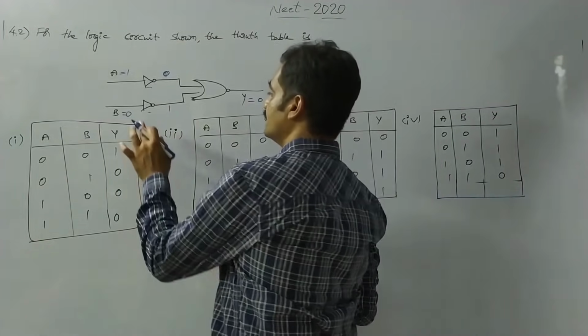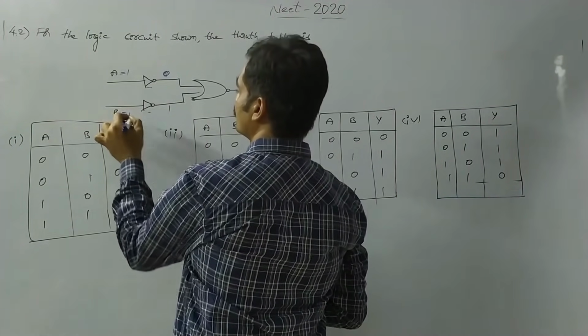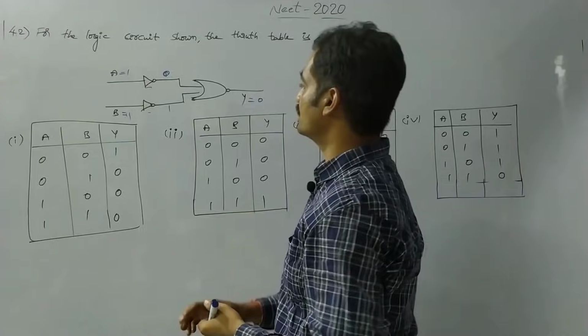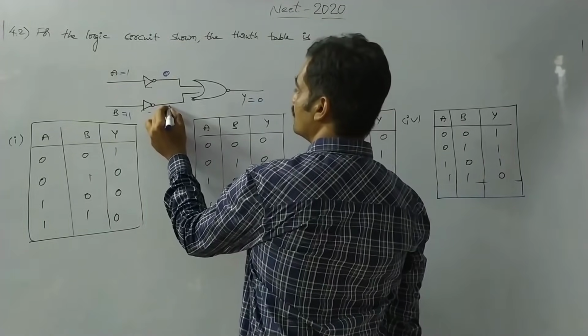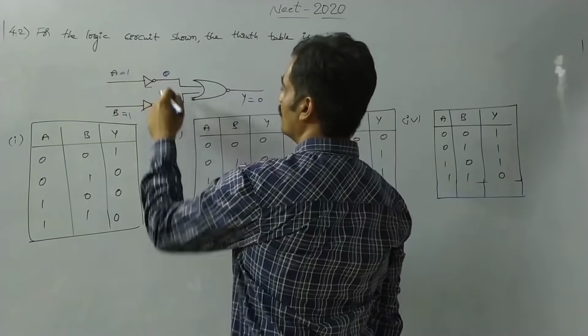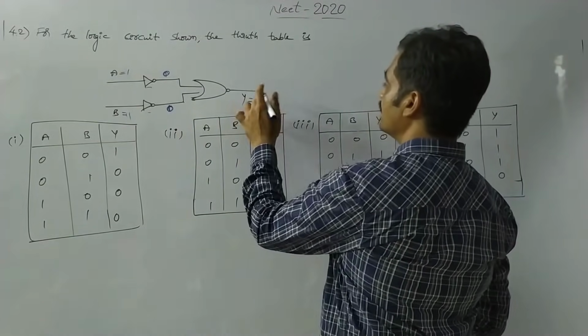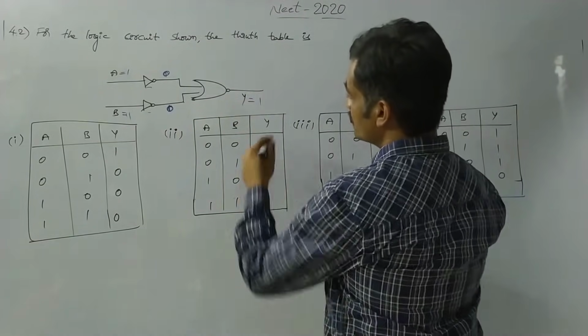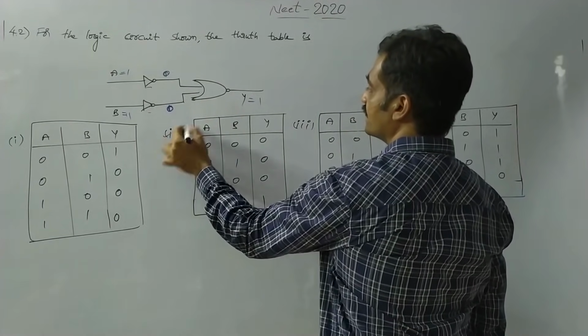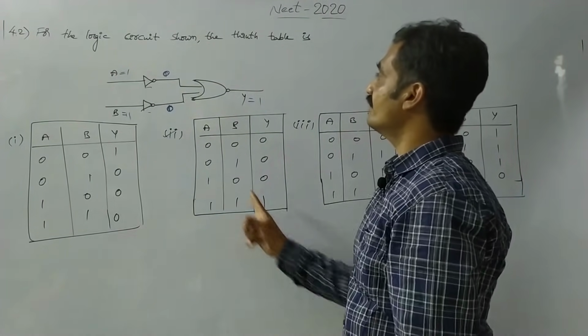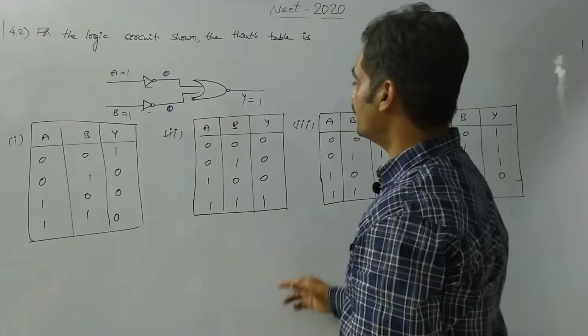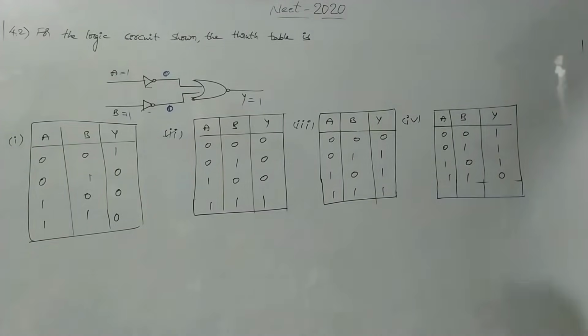Now if I pass A equals 1 and B equals 1, then as it passes through the NOT gate, it converts into 0. 0 plus 0 is 0. As it passes through the NOR gate, the resultant is 1. So based on that, we can say that the second truth table is right for the given circuit. Take a screenshot, we will continue.